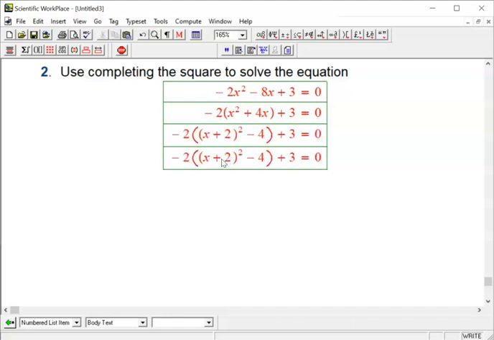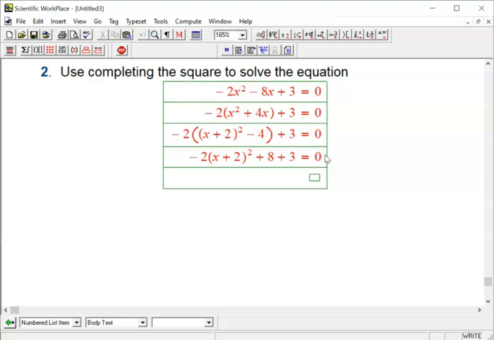So I'll copy, and I'm going to break that sandbox. The -2 just shows up right next to the x plus 2 squared, and then I'm just distributing a -2 times a -4, which is a +8. Now finally, the 3 actually combines. +11.